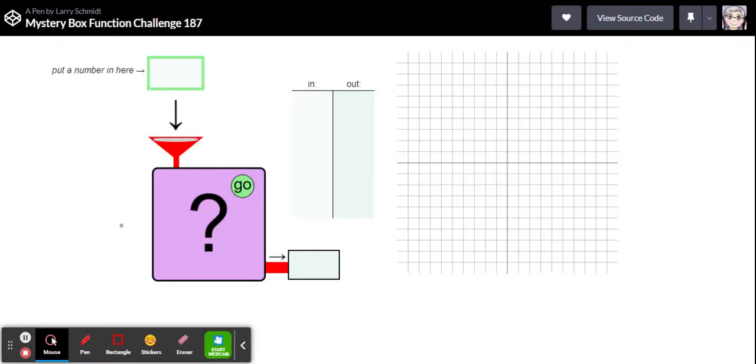Hello everybody and welcome to another mystery box function challenge. In the purple box there is some mystery math and your challenge is to figure out what it is. You can try this out by using the link in the description, and when you've got an idea, come on back and see if we get the same thing.